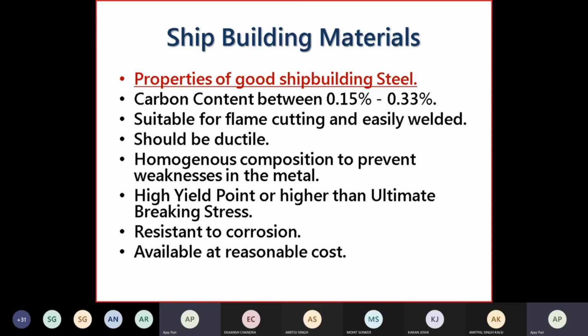The carbon content is very important in the various steels, because if it is too high, that means the material will be brittle. So the ideal content is 0.15 to 0.33.